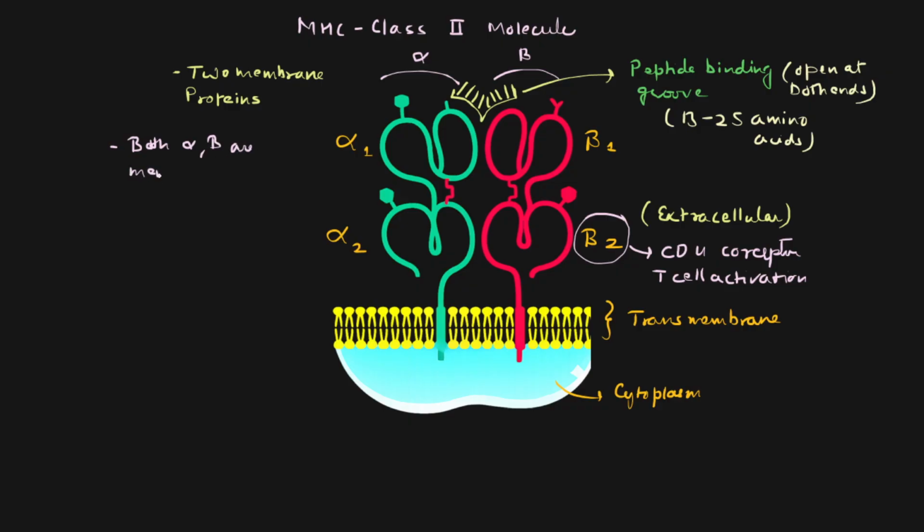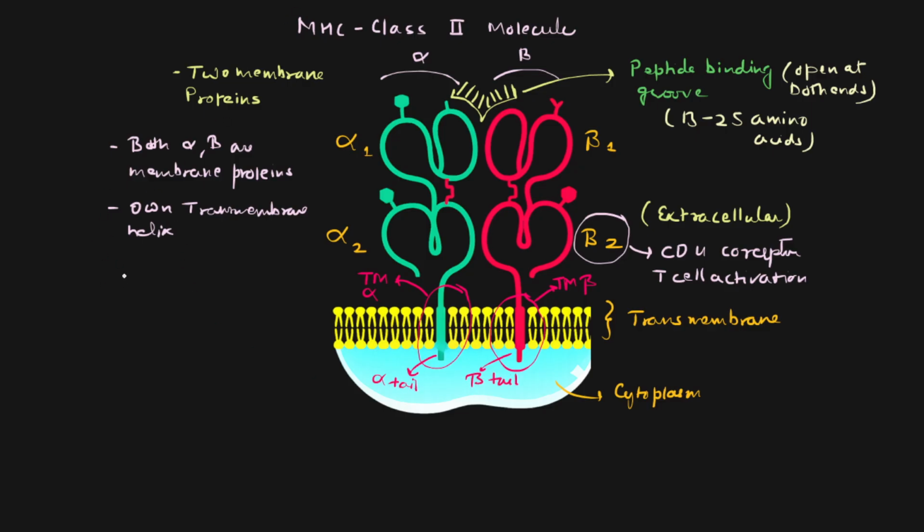Both alpha and beta will have a membrane protein, and that is not the case in MHC class 1, right? And they will have their own transmembrane helix. In MHC class 1, beta doesn't have a transmembrane region. So this region is basically the transmembrane region. This is for alpha, TM alpha, and then the transmembrane region of beta, right? And then you also have this small cytoplasmic region. It's also known as the cytoplasmic tail. So I'm going to write alpha beta tails right over here.